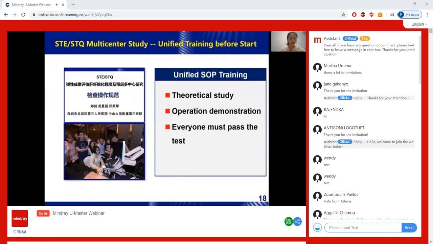Systematic and standardized training was implemented at the beginning of our study. All investigators received standardized operation protocol training to obtain images, including theoretical study and operation demonstration, and everyone must pass the test before the multicenter study started.